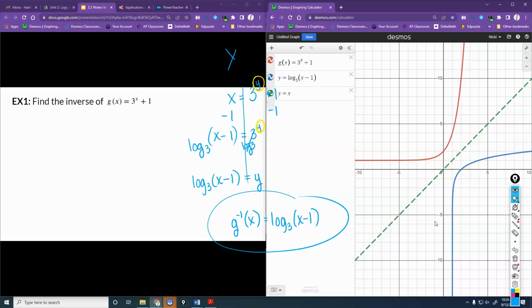Check on your neighbor, see if you got it. I think most people do. Okay. Alright, now, does it look like we could fold this in half and the two sides would match up? Yeah, I think so. So I feel pretty good that I did this correctly, that this is actually the inverse.